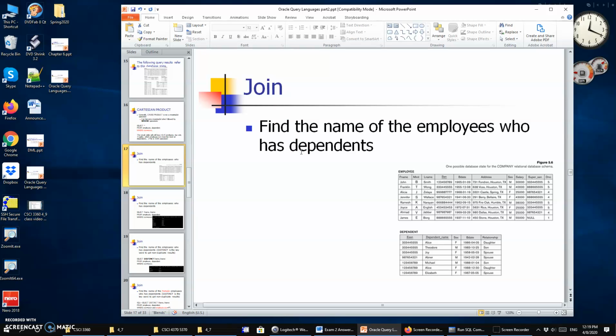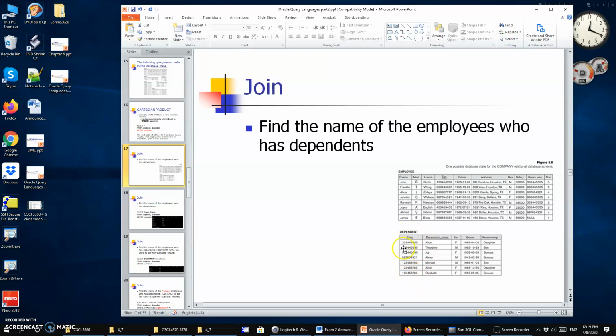So say that I want to find the name of the employee who has dependents. So who has dependents? If we only look into the dependent table, we can find out that these are the people who have dependents. So the social security numbers 333445555, 987654321, as well as 123456789. Those are the people who have dependents. So we need to find the name of these people.